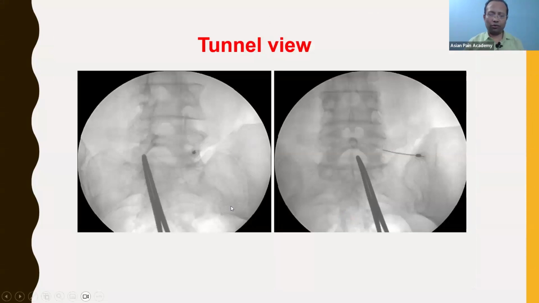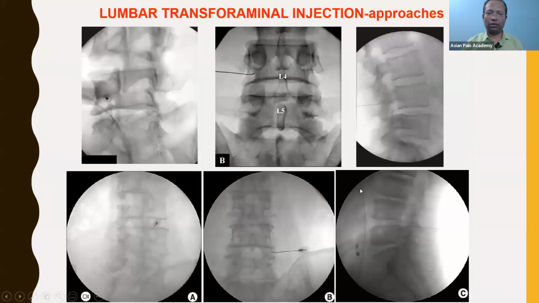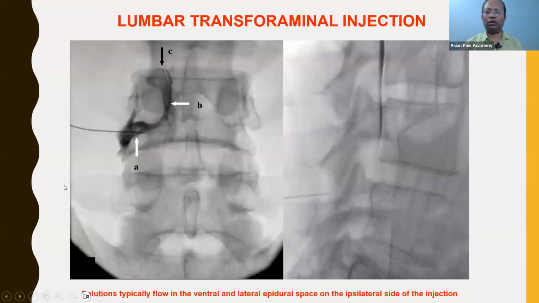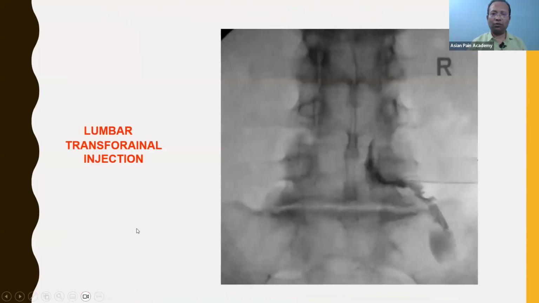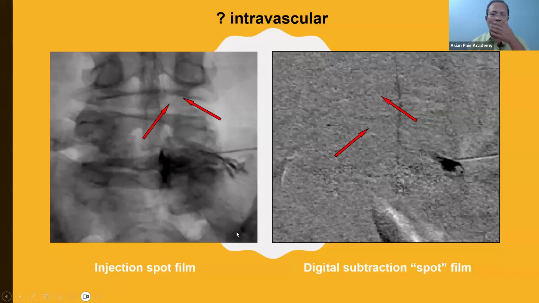This is a tunnel view approach. So this is also, there is no need. This is oblique view, AP view, lateral view. We will always see where the end point of the needle is. So this is lumbar transforaminal injection. But remember, here also we are going to the epidural space. So if we come down here, lumbar transforaminal injection after giving contrast, see.